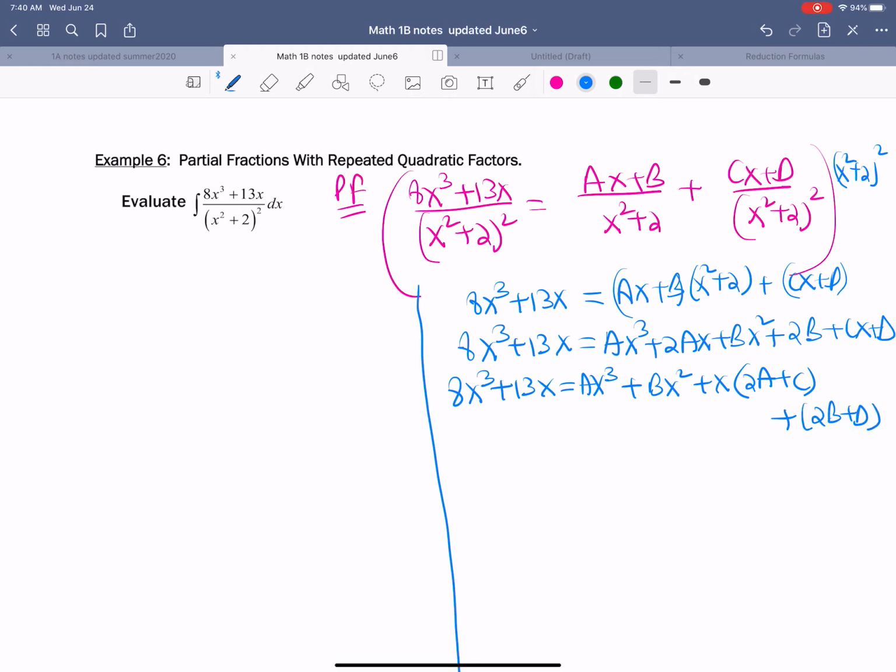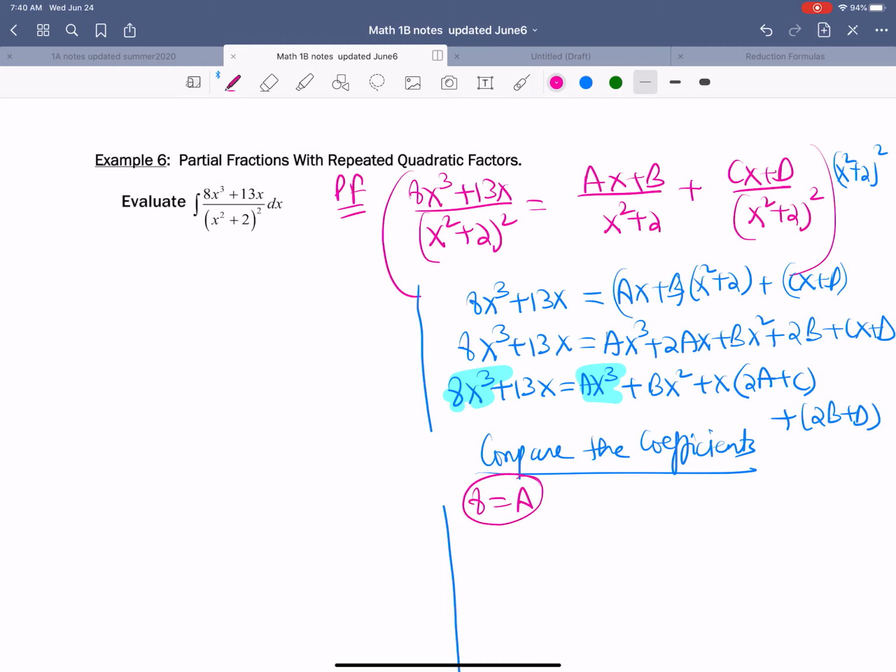2b plus d. Okay, so we have 8x cubed equal to ax cubed, so 8 is equal to a. I'm comparing the coefficients now. The coefficients of x cubed on the left-hand side and on the right-hand side have to be equal. So a turns out to be 8, and b will be 0 because there are no x squared terms on the left-hand side.